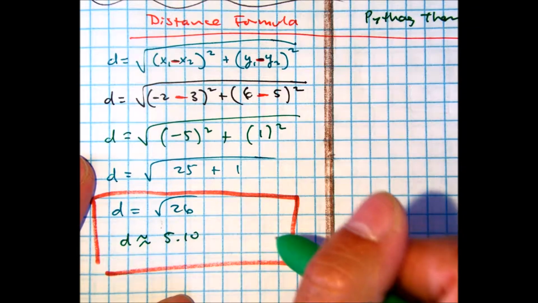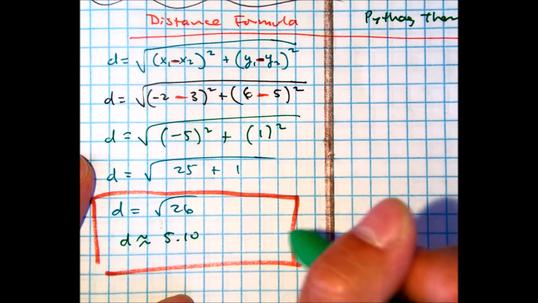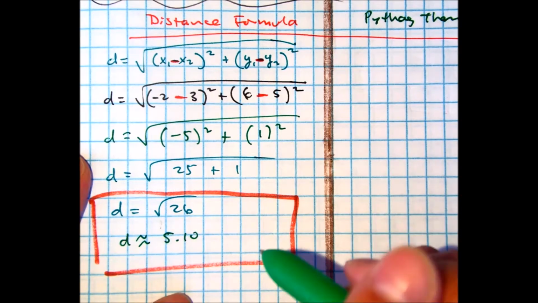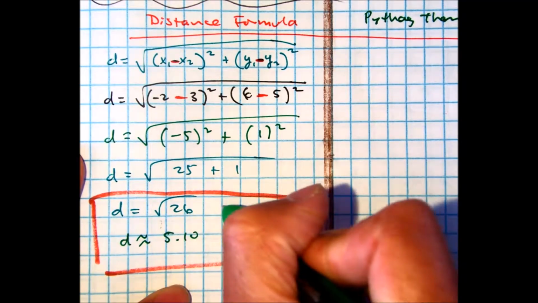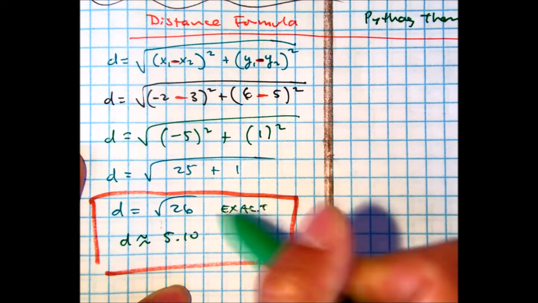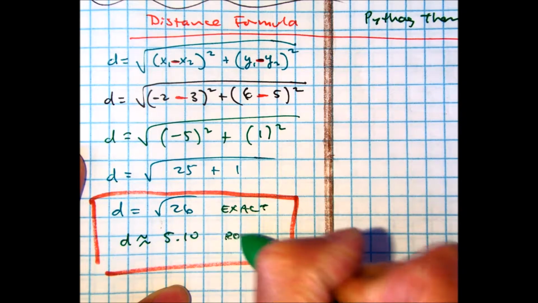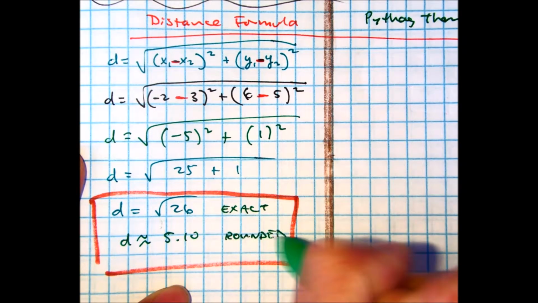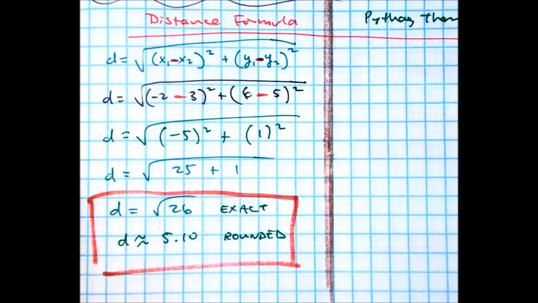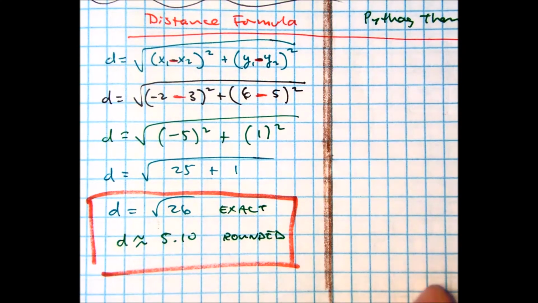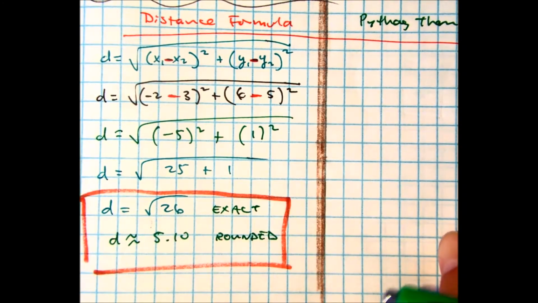I purposely went slow because a lot of students miss it. Everyone say exact? That's an exact answer. This would be a rounded answer. Pay attention to what I ask you. So there's the distance formula.